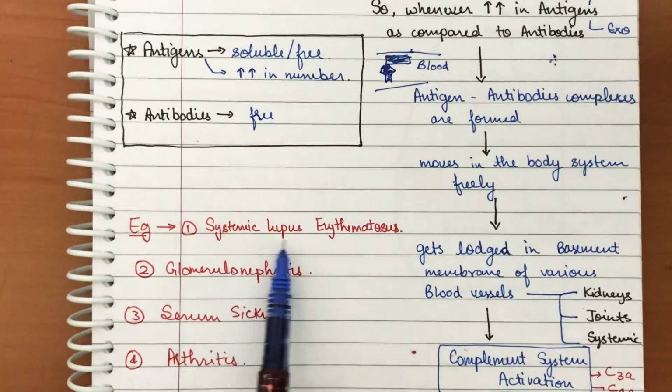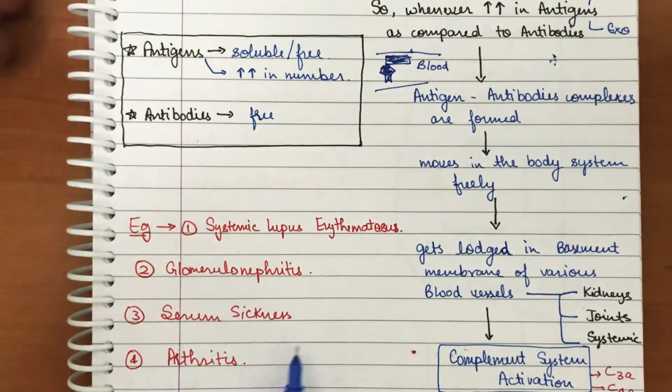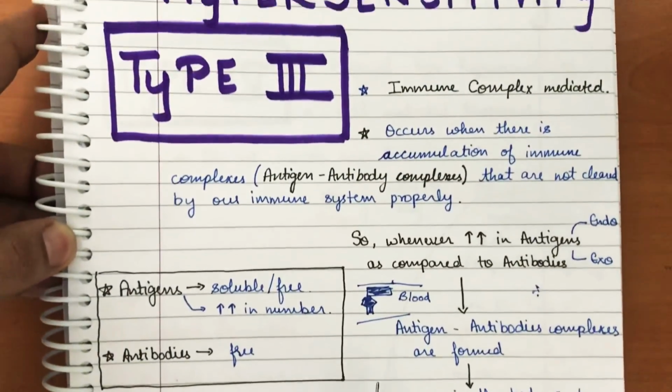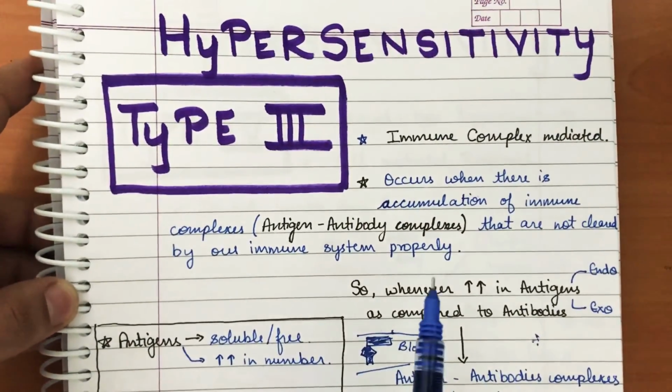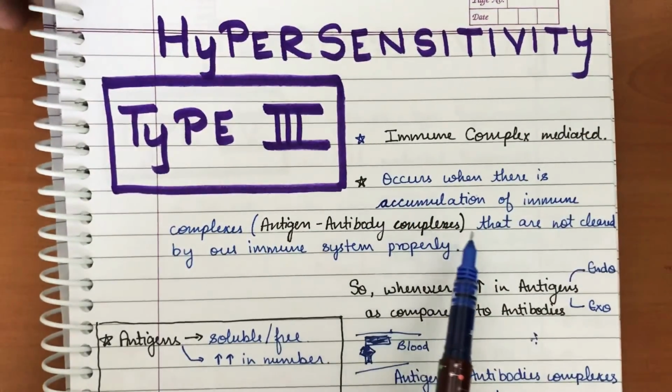These are systemic lupus erythematosus, glomerulonephritis, serum sickness, and arthritis. So this is everything that you need to know about type 3 hypersensitivity reaction. You just need to remember some important points, like these are immune complex mediated, which are antigen antibody complexes.